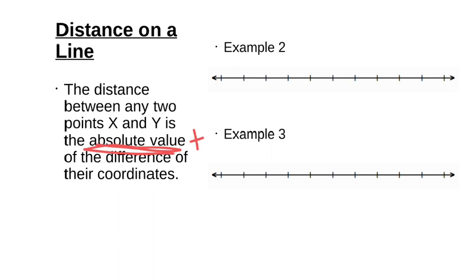There's no such thing as negative 3 inches. 3 inches is 3 inches, whether I go left, right, up, or down. 3 inches is 3 inches. So that's what absolute value means. It means make the answer positive.